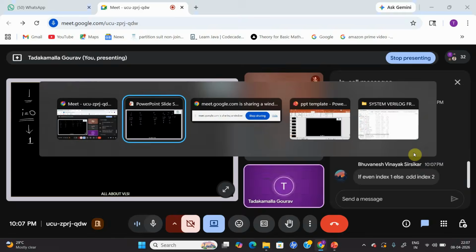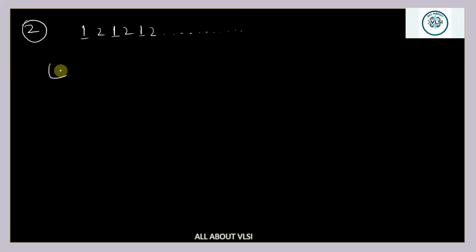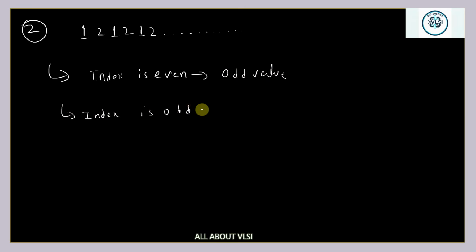For this, you have two options. Either you can check whether your index is even. If index is even, you can have the odd value. And if your index is odd, you can have the even value.